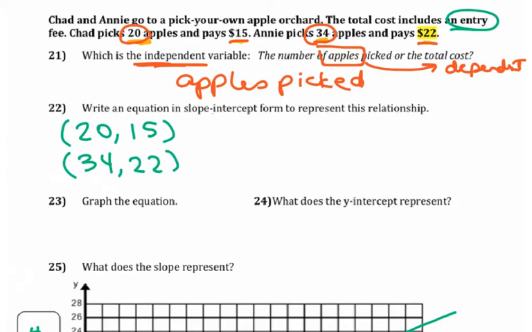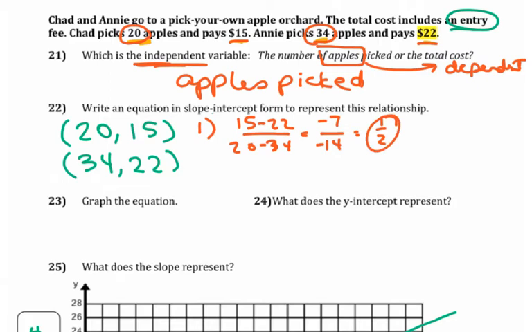So if I have 2 ordered pairs and I have to write an equation in slope-intercept form, I can use point-slope formula to do that. So remember, the number 1 step is find the slope. So if I do 15 minus 22 over 20 minus 34, that's going to be negative 7 over negative 14 equals positive 1/2.